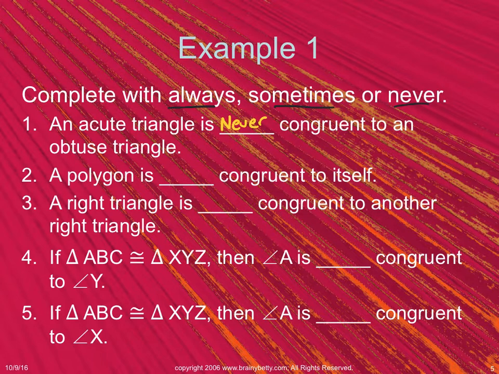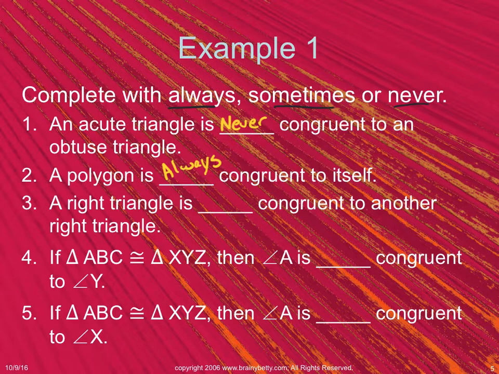A polygon is always, sometimes, or never congruent to itself. Always. Congruent to itself, for sure, it's always. Just like I am congruent to me, you are congruent to you. Something congruent to itself will always be true.